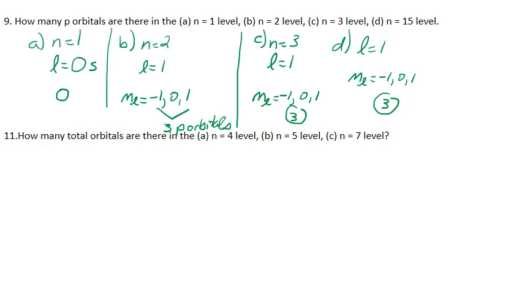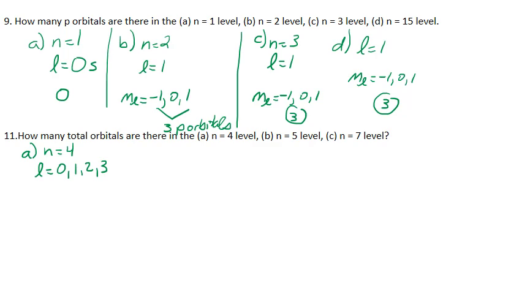Number 11, there's 2 ways to work these. I'm going to do one the long way and then the rest the short way. So how many total orbitals are there at the n equals 4 level? Well, what I have to do to solve A is, if n is equal to 4, I have to first of all write all the possible L values for all the possible orbitals I can have. 0, 1, 2, and 3. So s, p, d, and f orbitals are possible there.